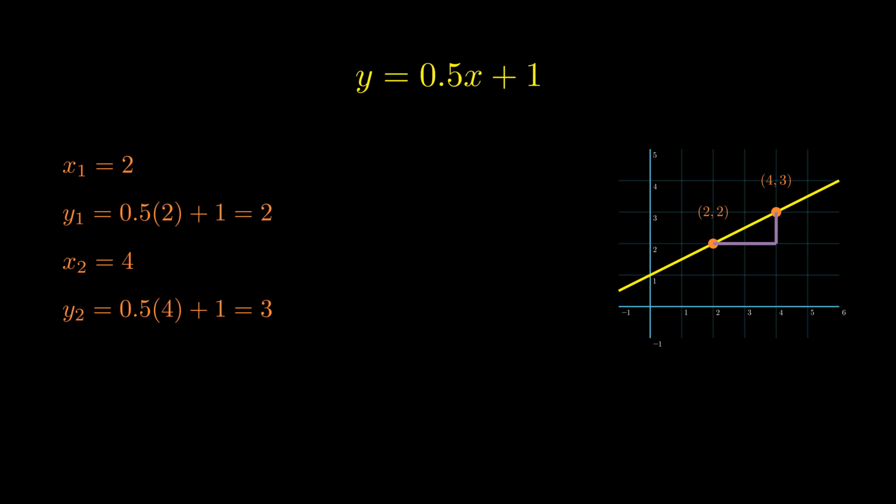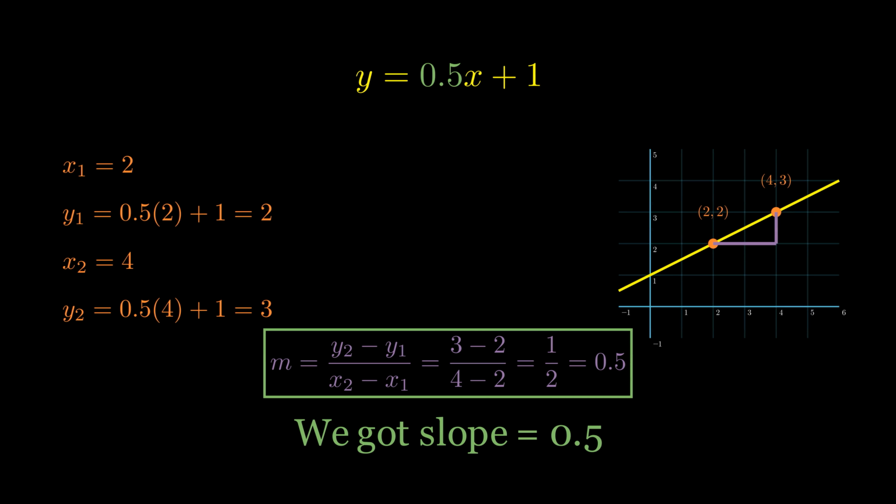By applying the slope formula, the change in y divided by the change in x, we calculate 3 minus 2 over 4 minus 2. This results in a ratio of 1 over 2, or exactly 0.5. Stay focused. We are moving toward the formal mathematical proof shortly.